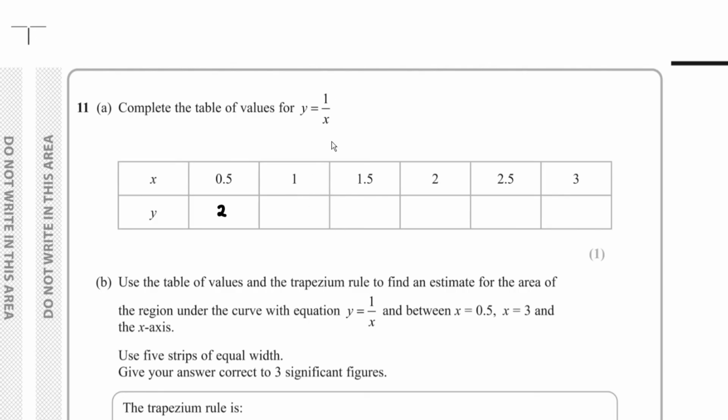When x is 1, 1 over 1 is just 1. When x is 1.5, 1 over 1.5 is 2/3. When x is 2, we've got 1 over 2. When x is 2.5, we've got 1 over 2.5, which is 2 over 5. When x is 3, we have 1 over 3. Here is the completed table.